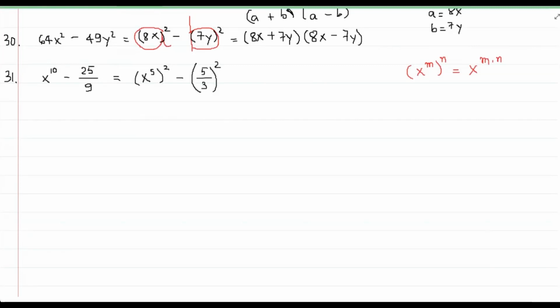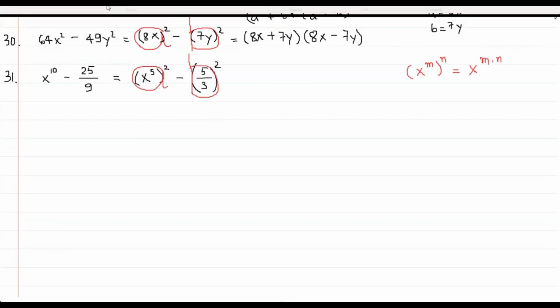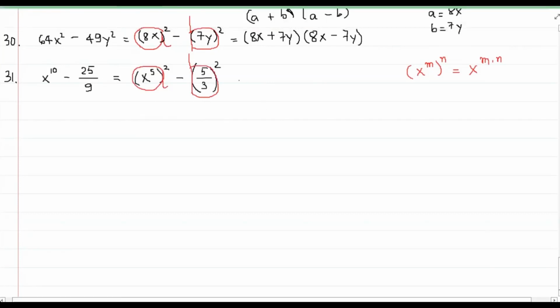Now you have the form a squared minus b squared. Okay, x to the power of 5 plus 5 over 3, times x to the power of 5 minus 5 over 3.